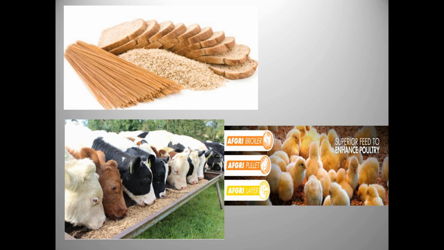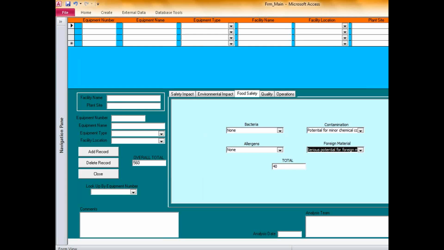And if you get contamination of food, can you kill some animals? So again, the food industry and the pharmaceutical industry, very important to talk about asset criticality in this area. So here in the database, we have bacteria, we have allergens, we have contamination from some foreign material, we have maybe some chemicals, and then we have foreign materials. So in this case, the food safety only ranks a 40.